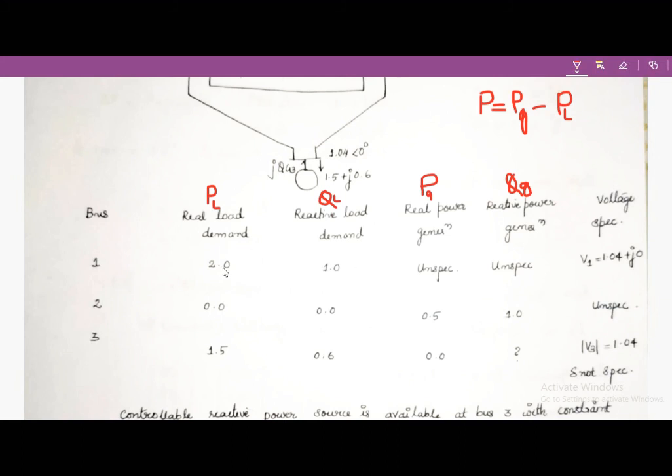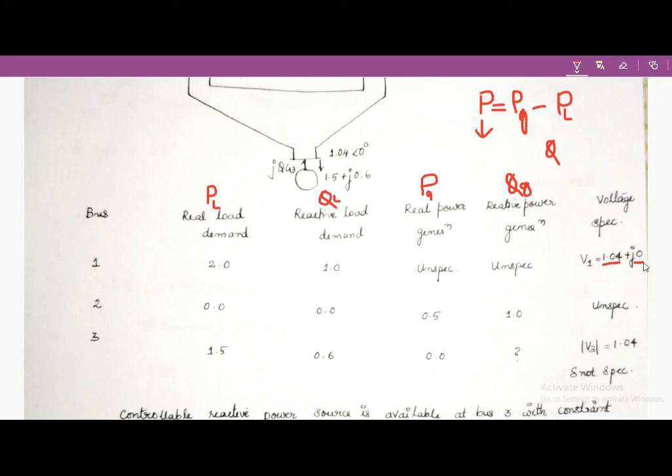So in this particular case, the real or active power generated is unspecified. That is, this term is unspecified. So you can say that the net active power is also unspecified. Similarly, in the case of reactive power, the generated reactive power is unspecified. So you can say that the reactive power itself is unspecified for the first bus. So for the first bus, P and Q are unspecified, whereas its voltage magnitude and voltage angle are specified.